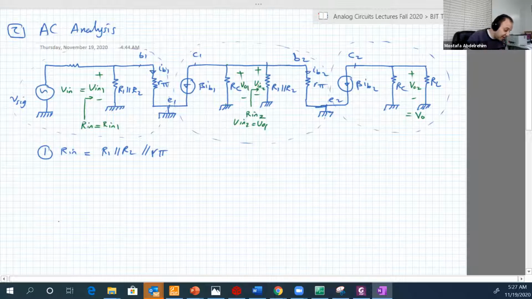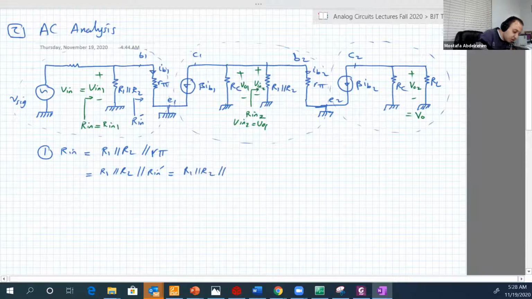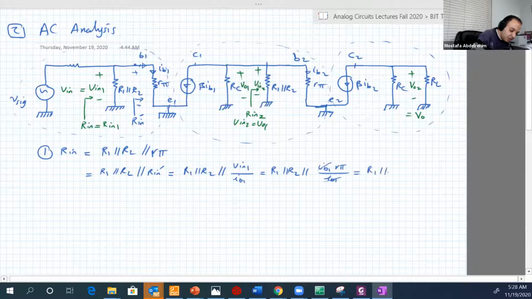If you want to do it in details, you can say it's equal to R1 parallel R2 parallel the resistance seen after R1 parallel R2. Let's call it R input dash. So what is R input dash? It is the voltage between this point and the ground, which happens to be the input 1, over the current, which is IB1. The input 1 is actually the voltage of R pi, which is IB1 R pi, and the current is IB1. So again, we get to the same conclusion: R1, R2, R pi in parallel.